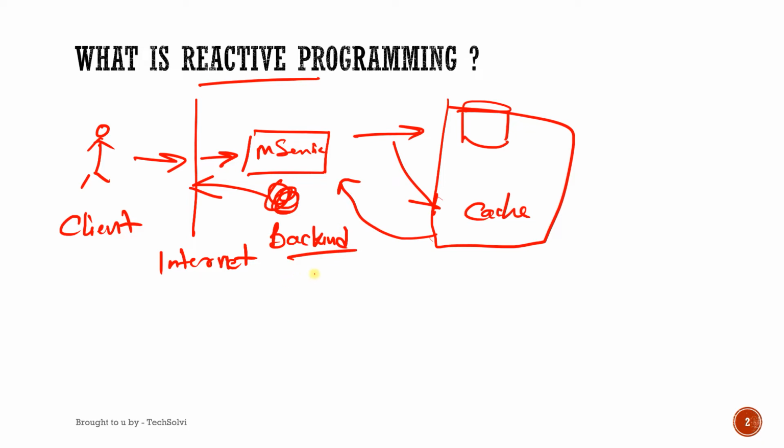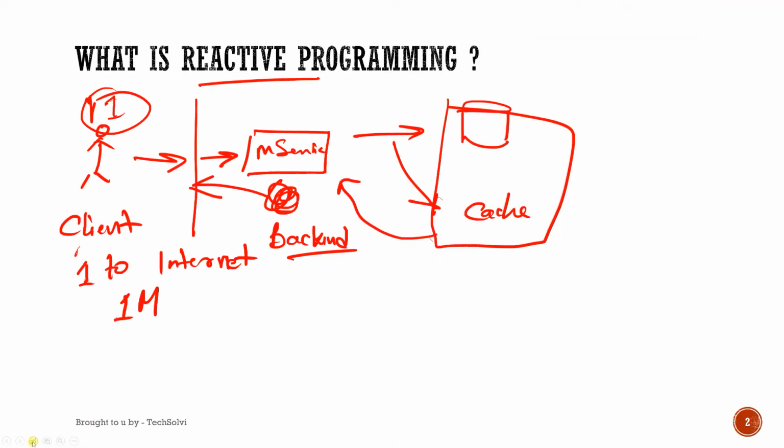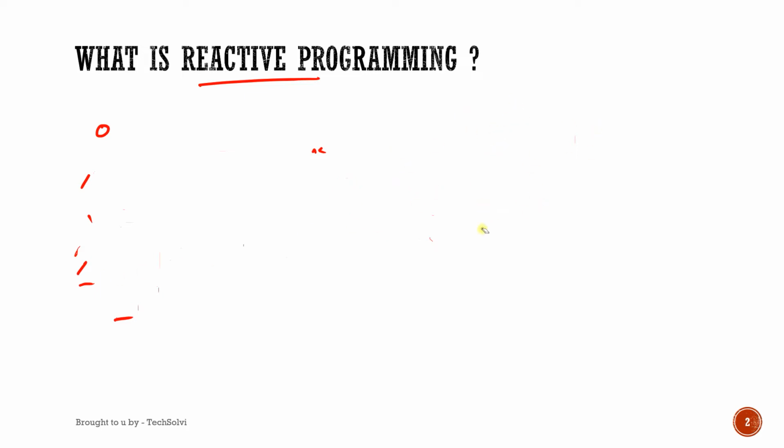Now suppose here we are talking about only one client. What if the number of clients increases from 1 to, say, 1 million? What do you do? In the case of multiple users, the scenario changes. It doesn't stay as simple as it was for a single user.